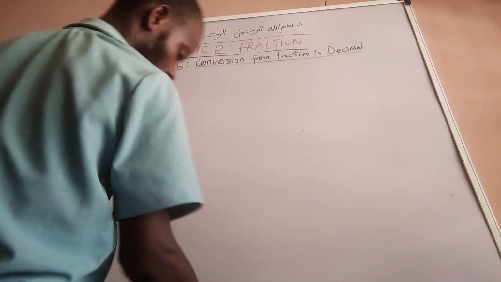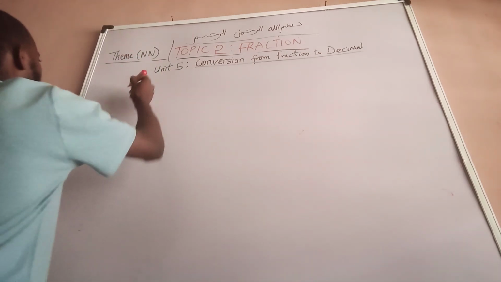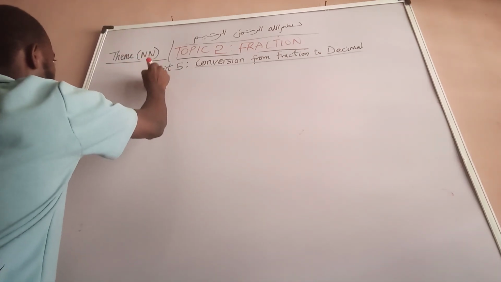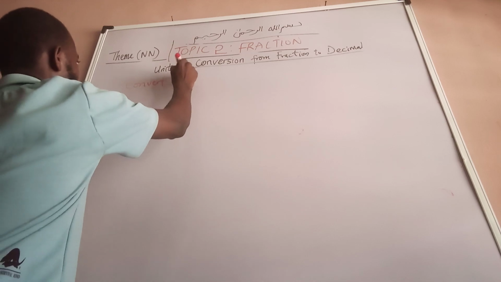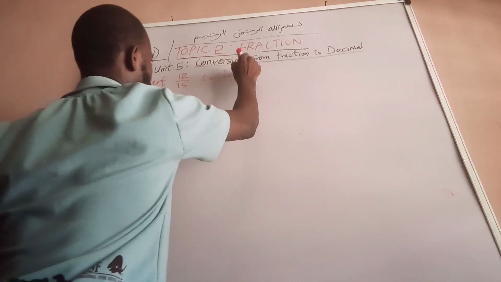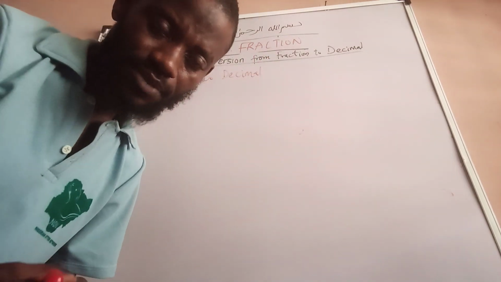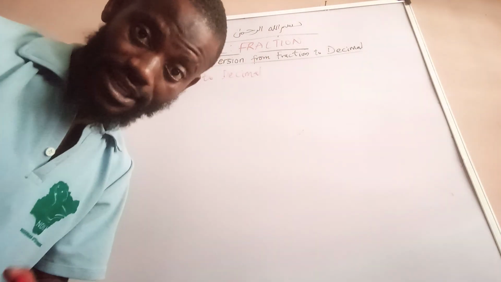For example 2 now, we want to do 12 over 15. Convert 12 over 15 to decimal. What we want to convert now is 12 over 15.